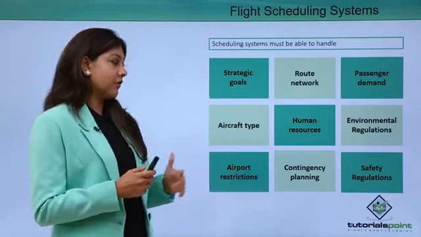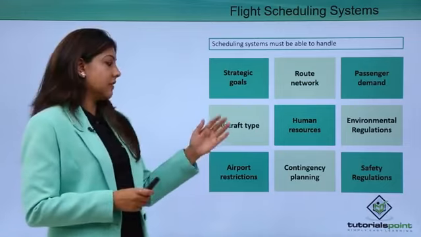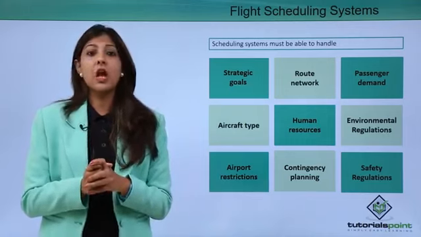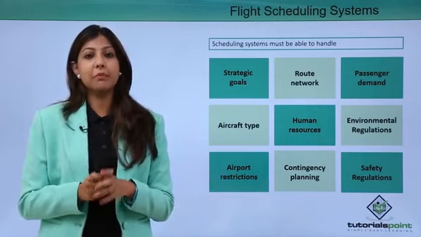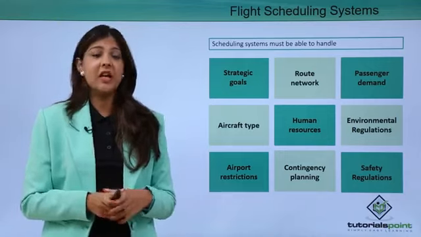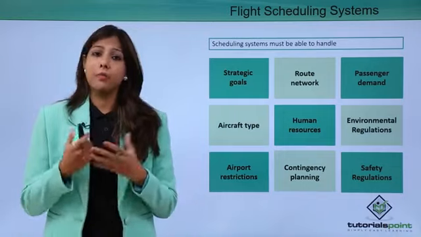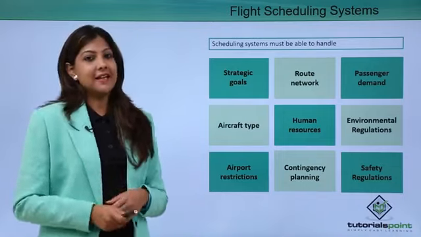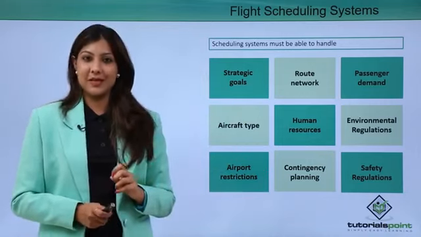Contingency planning, in terms of any emergency that happens, they need to have certain contingency planning, as well as certain safety regulations which each and every airline needs to take into account. For example, Delhi being the capital of the country, there are a lot of safety regulations whenever you're flying over Delhi because of the political scenarios there. So the airline needs to keep in mind all of these factors when doing flight scheduling.